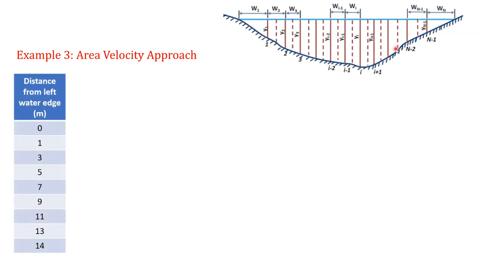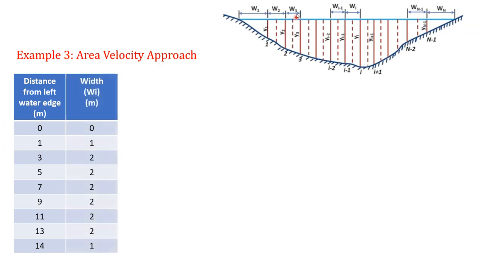Okay, so first gawa tayo ng table. Column 1 natin, distance from the left water edge. So of course, meron tayong 0. So it means nandito siya. And then next will be 1 meter. And then 3 meters, 5, and so on, hanggang 14. No? So, ibig sabihin 14 meters yung width ng ating channel. So, para ma-compute mo yung W1, W2, W3, so of course, kailangan mong i-minus yan, no?